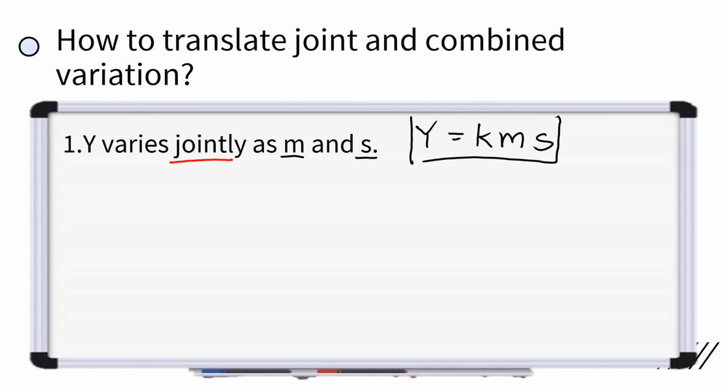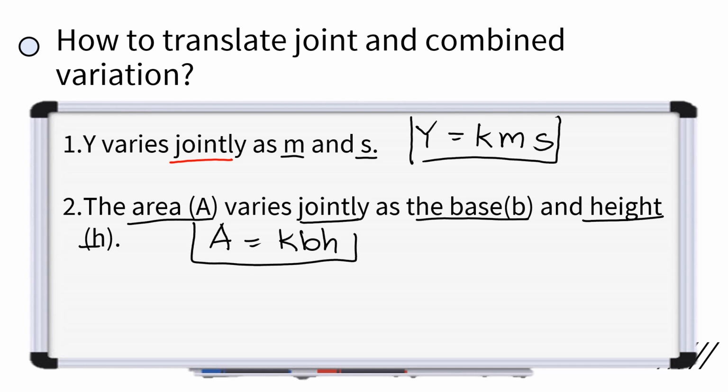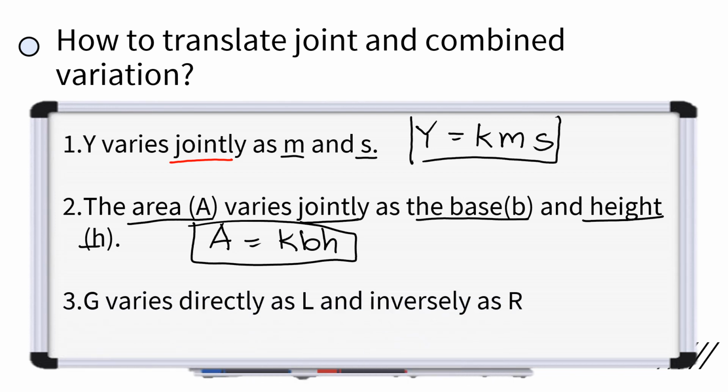Then, how about the area A? So, meron tayong area A varies, again, jointly as the base B and the height H. So, lagay lang natin. So, that is already the translation for that statement. It's jointly. So, it's just a multiplication.